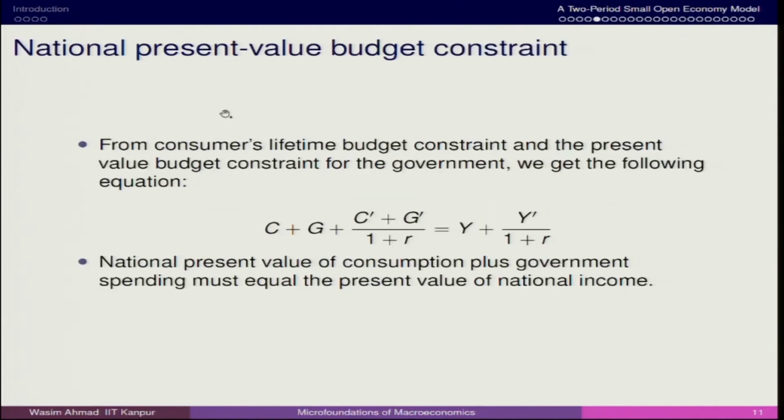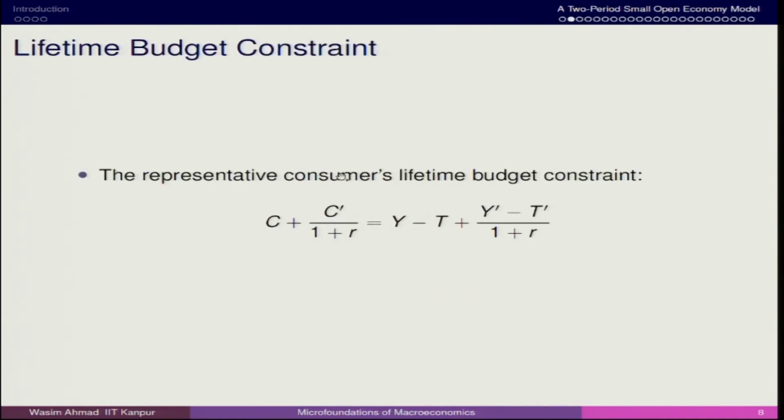Here we are introducing the national present value budget constraint. So, what is that national present value budget constraint? Here it includes, by combining both, if I write here C, it becomes C plus C transpose upon 1 plus R is equal to Y minus T plus Y transpose minus T transpose upon 1 plus R. Now, here, since G is equal to T, I am replacing that T by G. So, it becomes C plus C transpose upon 1 plus R is equal to Y minus G plus Y transpose minus T transpose upon 1 plus R. So, here instead of T transpose I will be using G transpose.